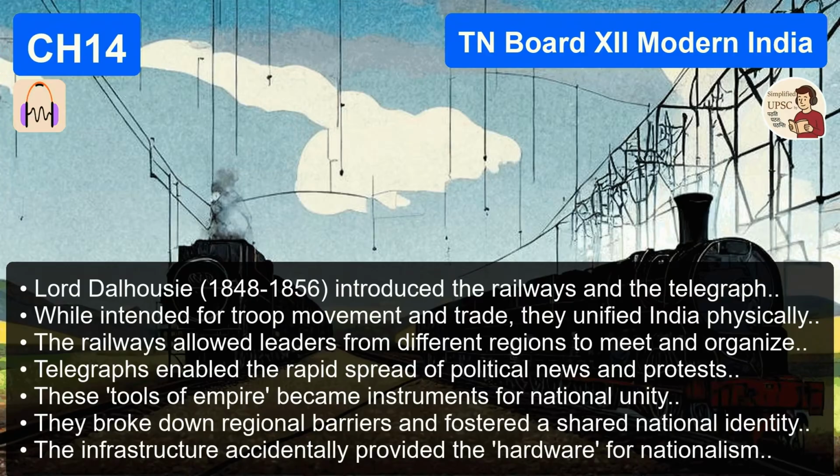And this is where we need to stop for a second and look at our first PYQ connection. Because the UPSC absolutely loves to ask about the economic impact of British rule. It's a perennial theme. They really do. Let's look at the 2020 CSP Paper 1, Question 23. The question asked, and I'm paraphrasing slightly, which statement best explains the impact of the Industrial Revolution on India in the first half of the 19th century?